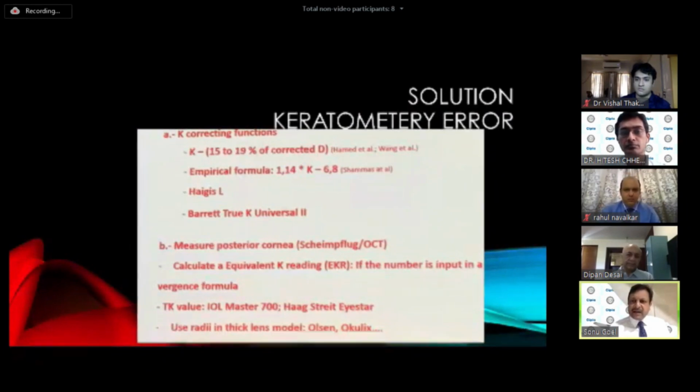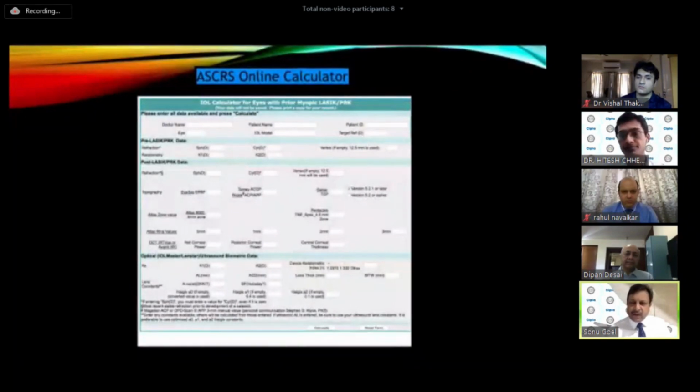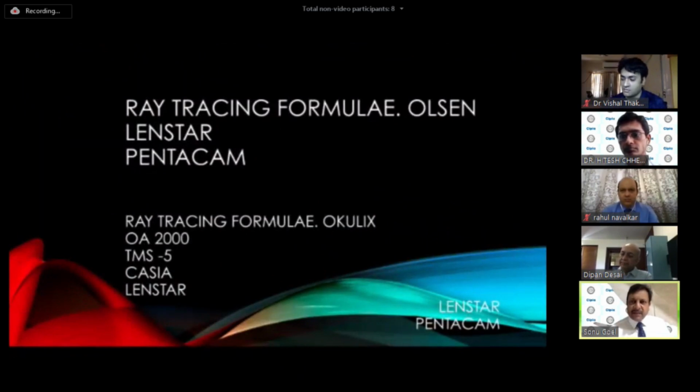There are again the keratometry errors that can be corrected by accurate K correcting functions which are incorporated in the Haigis-L and the Barrett, and then measurement of the posterior cornea by the Scheimpflug or the OCT system. You have an online calculator. A quick word: if you do not have access to these systems, you can use the immersion biometer, feed in the data online, and then access the formulas that you require. The Barrett is universally available on the ASCRS and the APACRS websites. The ray tracing formulas, basically the Olsen, are incorporated in the LENSTAR and the Pentacam, and the ray tracing formula Okulix is available in the CASIA.